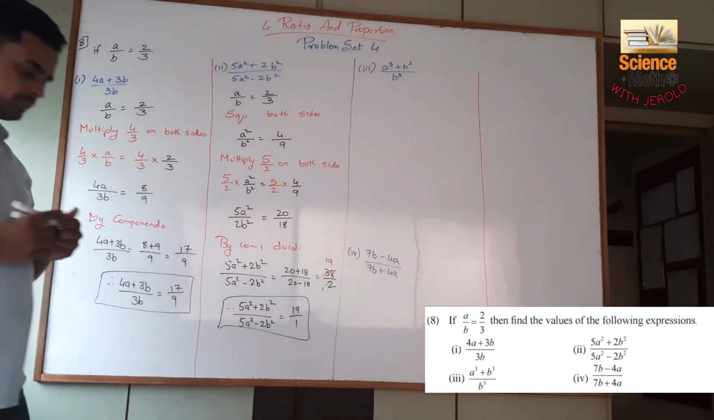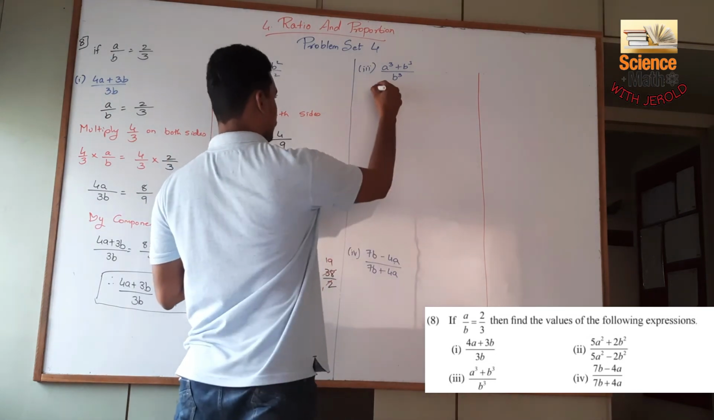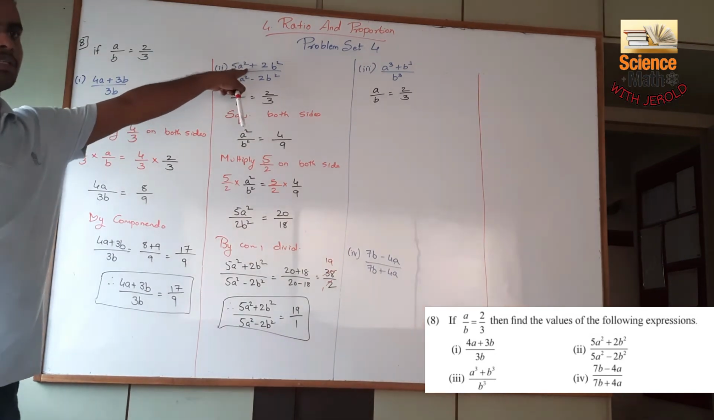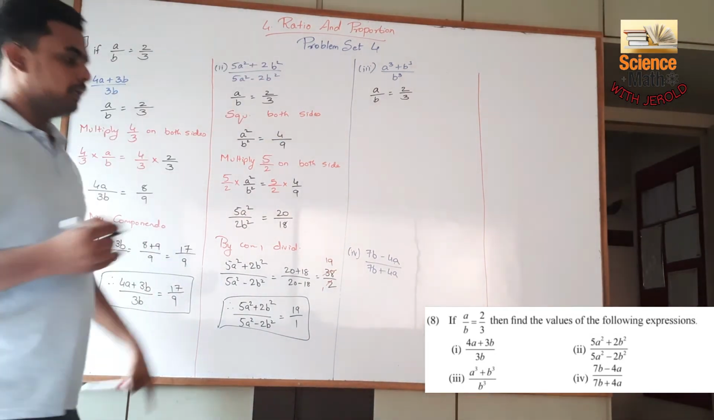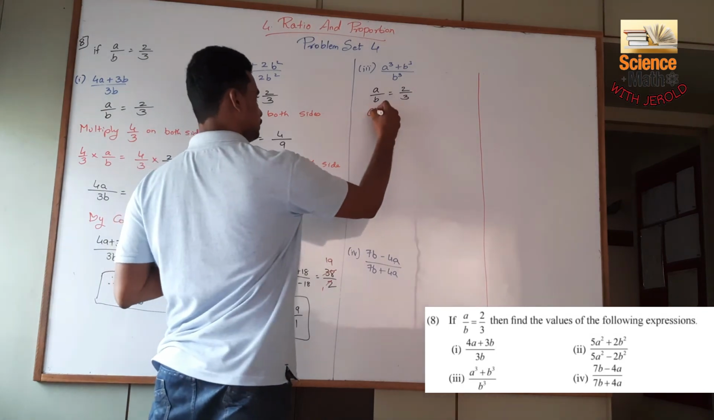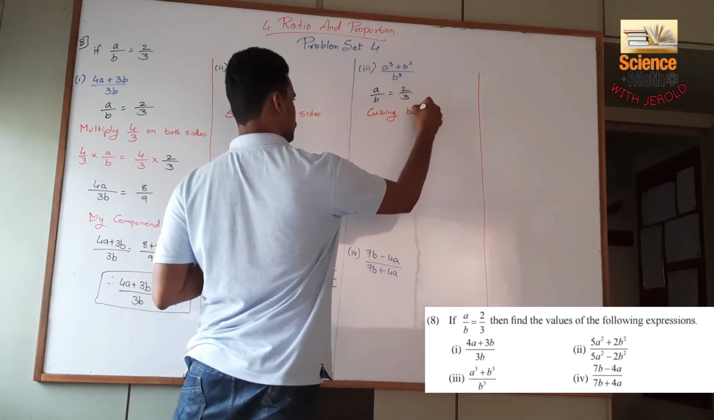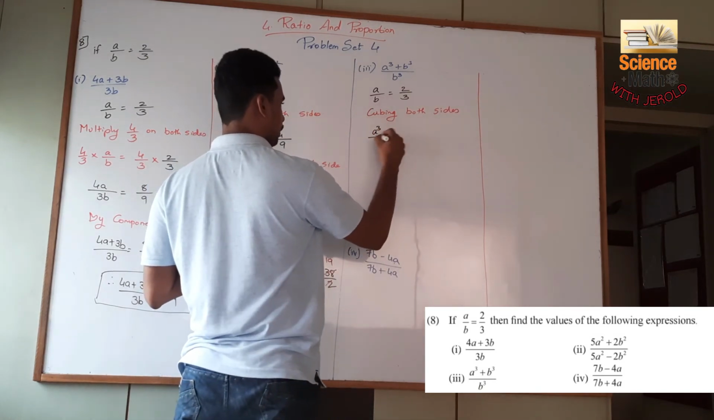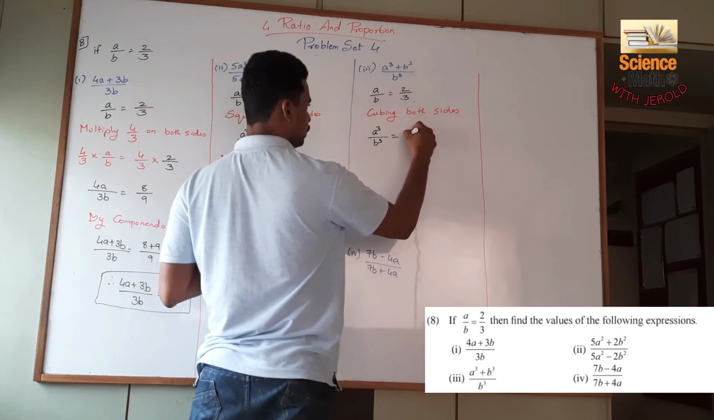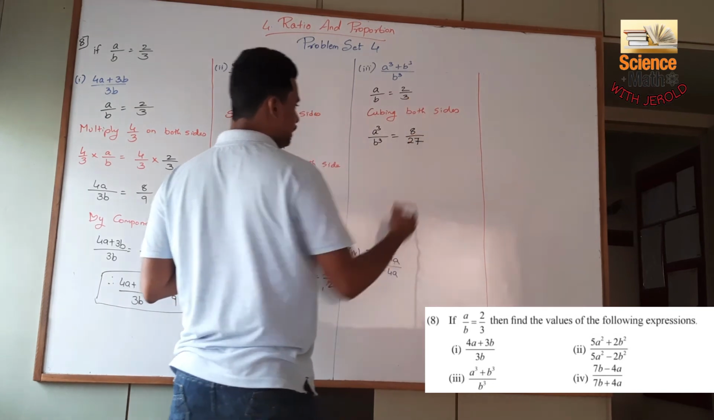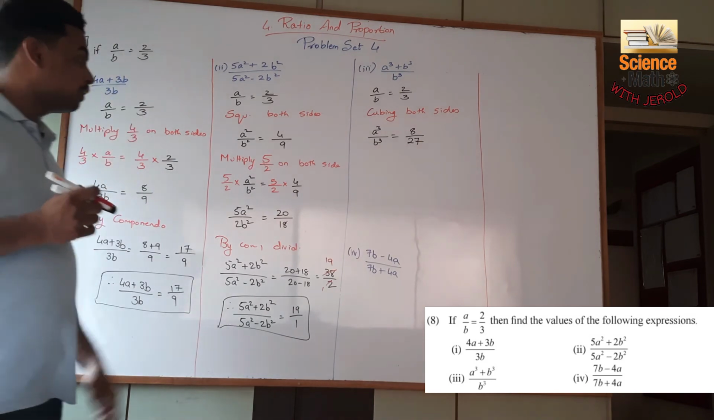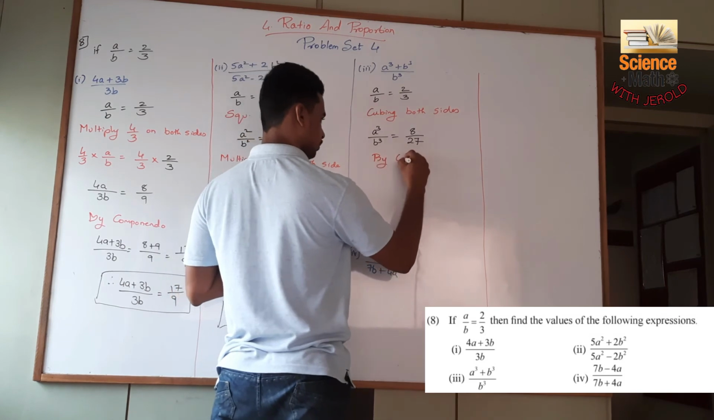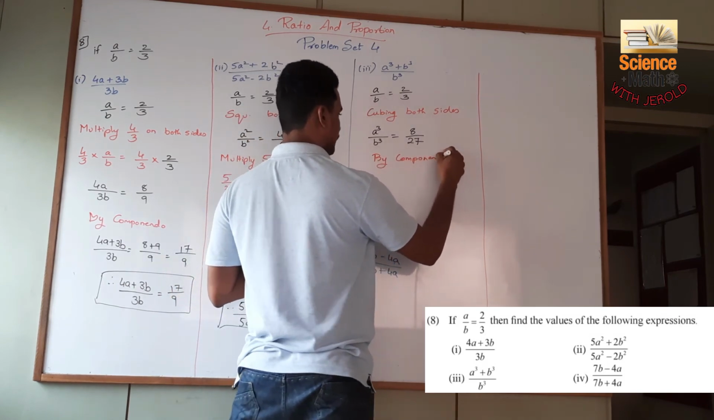Third part, very simple. A upon b is equal to 2 upon 3. So, as I told you, in this sum here I have cube, here I have square. So, now I will do cubing both sides. I get a cube upon b cube is equal to 2 cube is 8 and 3 cube is 27. This is my new value. Now only a simple componendo will give me the answer that I want.